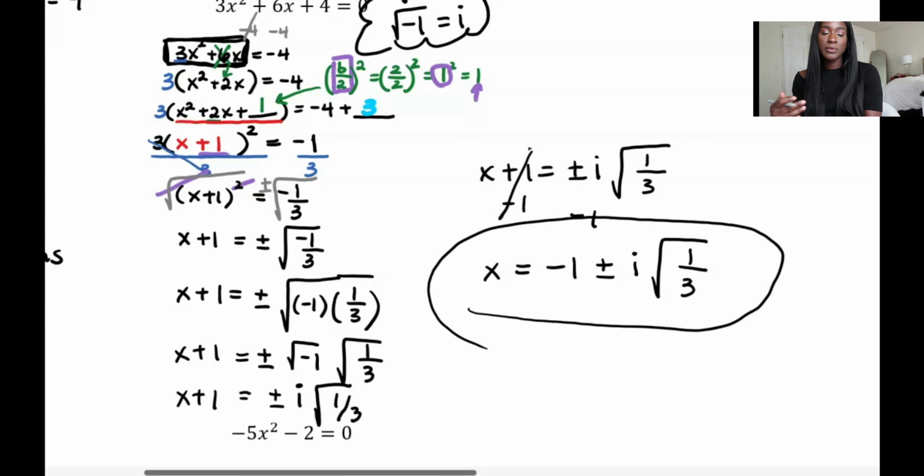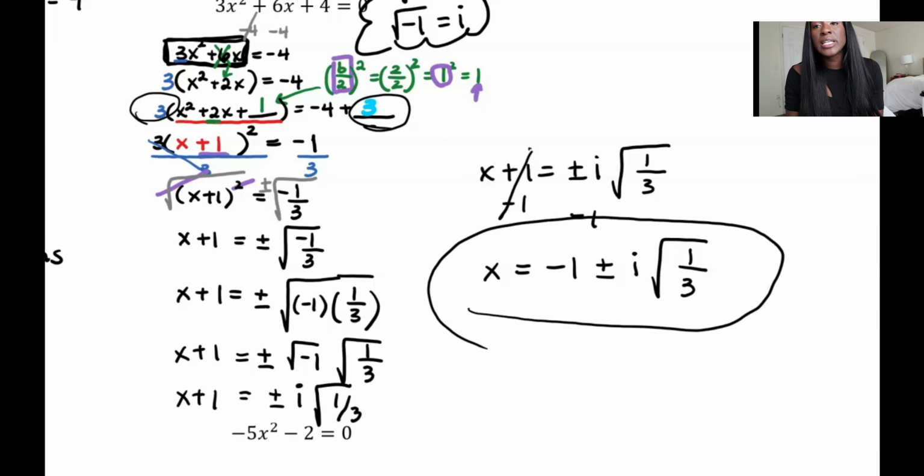You would get this same solution if you were solving this problem by doing the quadratic formula. And you could, and it would maybe be a little bit easier to use the quadratic formula because you wouldn't have to worry about all this 3 business and completing the square and all that nonsense. Well, it's not nonsense, but all that stuff. But just in case you had to use the square root method, that's how you would do it.